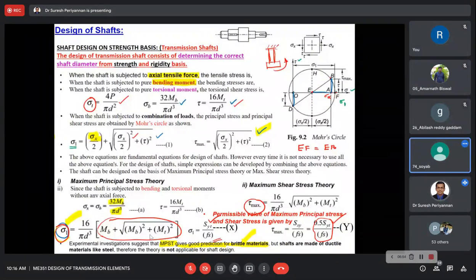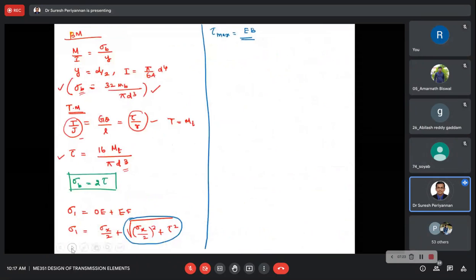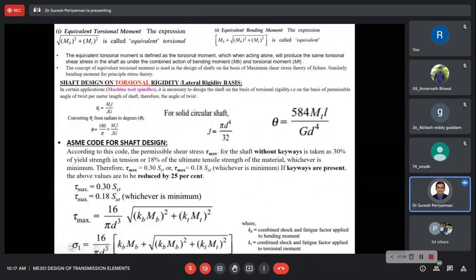Equivalent bending moment. Yes, because I would like to know whether the students have studied this or not. You must have studied it, but just recollect the information. You may have studied it in strength of materials, and I think we also discussed it in the last subject. So this terminology is equivalent bending moment. The second circle is equivalent torsion moment. Now, next we are going to discuss the terminology of equivalent torsional moment.